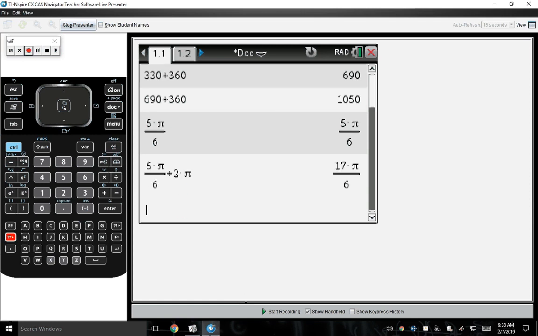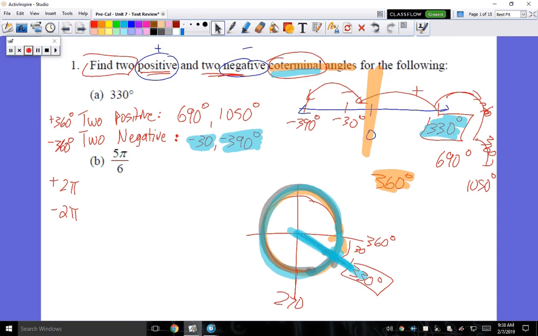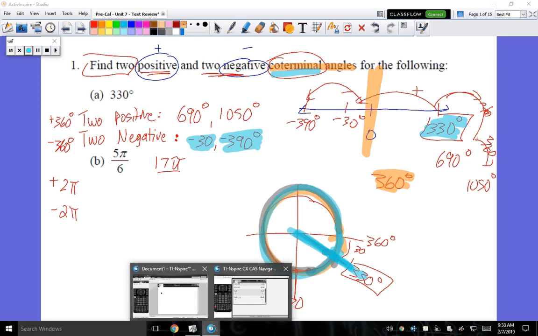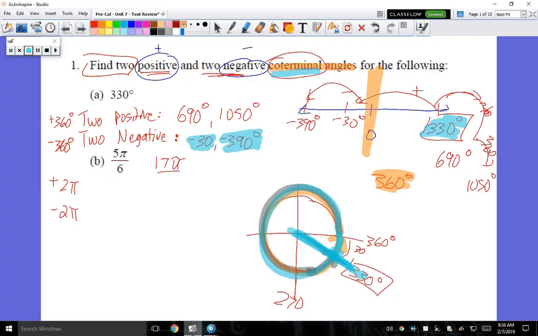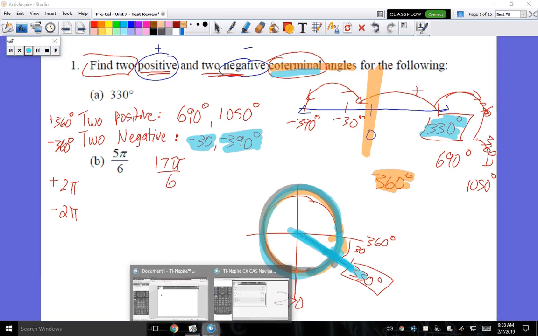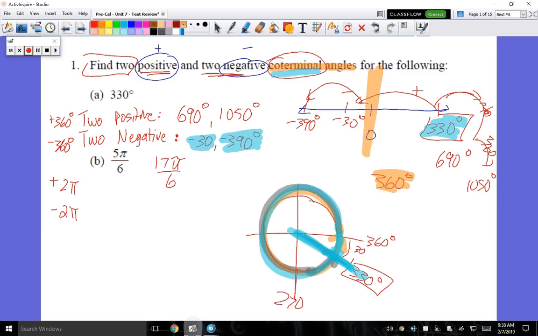And just press enter, don't press control enter, and this would be 17 pi over 6, and then if we added 2 pi again, we would get 29 pi over 6. So these are the two positive ones, and now we're going to do the two negative ones. Okay, so let me box that for positive. Let's go ahead and do negative.